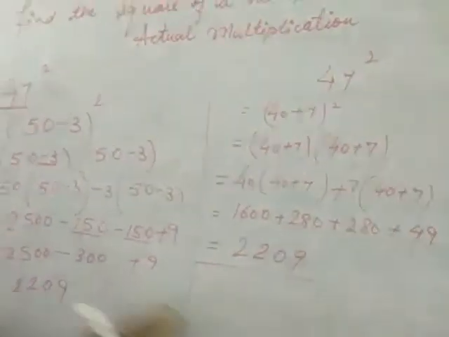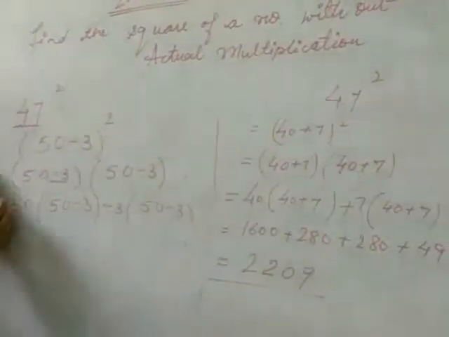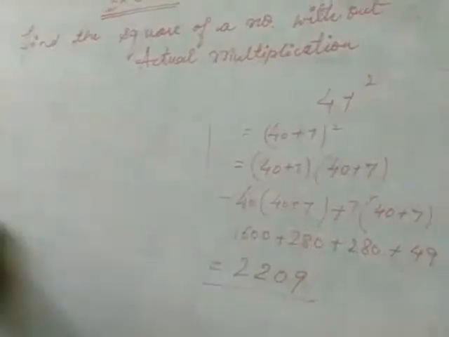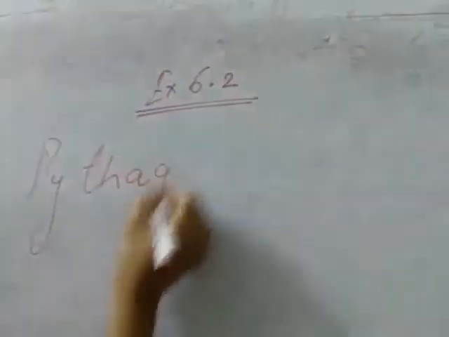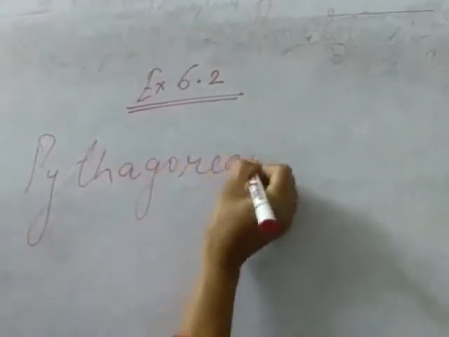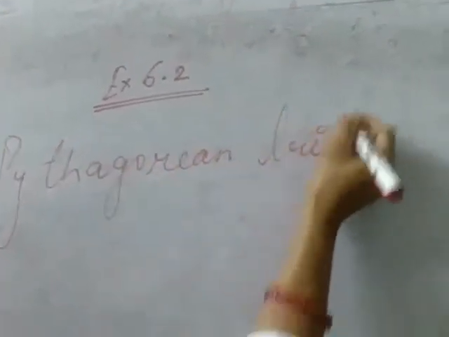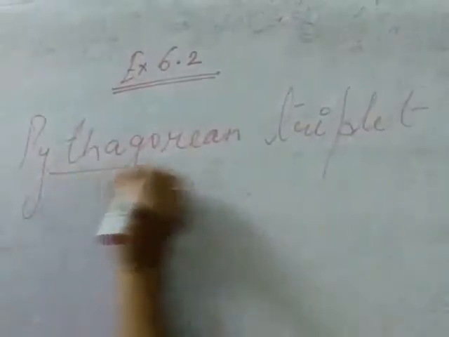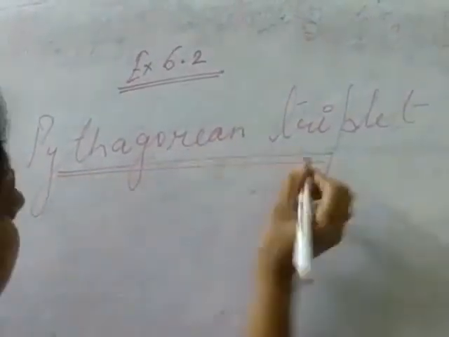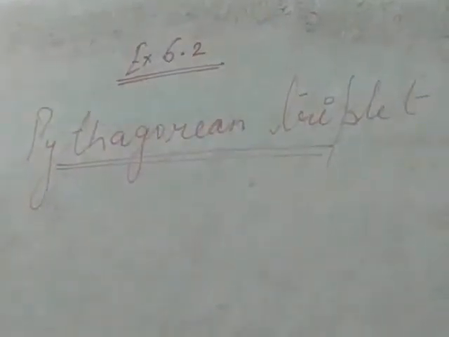The next concept for today is the Pythagorean triplet. Now you all must have heard about the mathematician Pythagoras. I'll be teaching you Pythagorean triplet. When I say this, what comes to your mind? It means it's something related to Pythagoras.